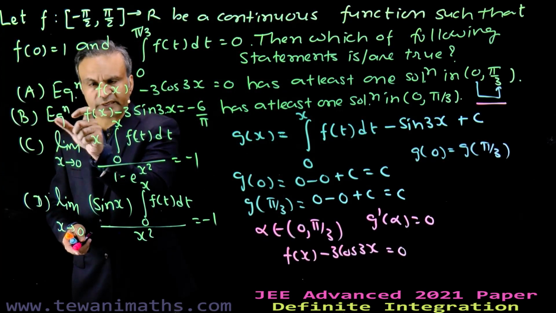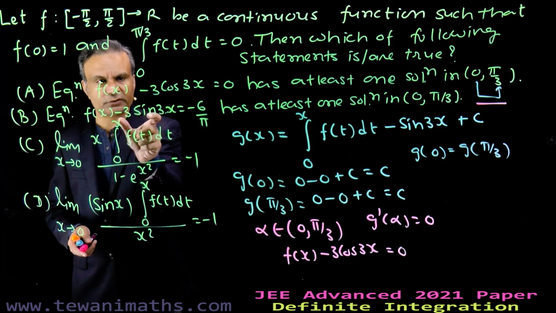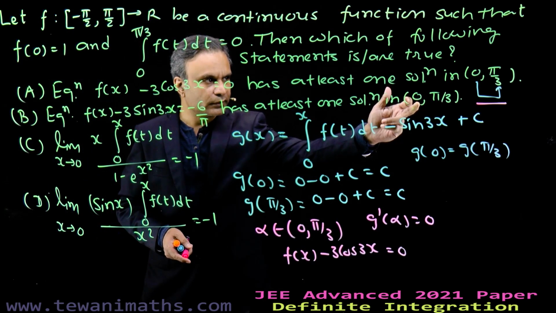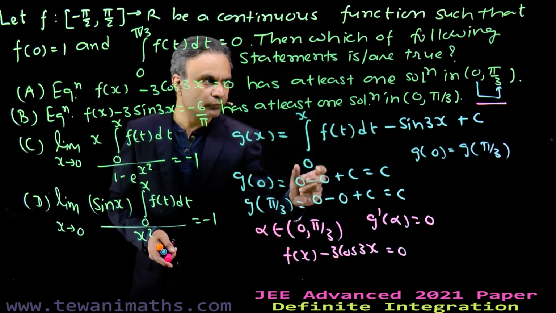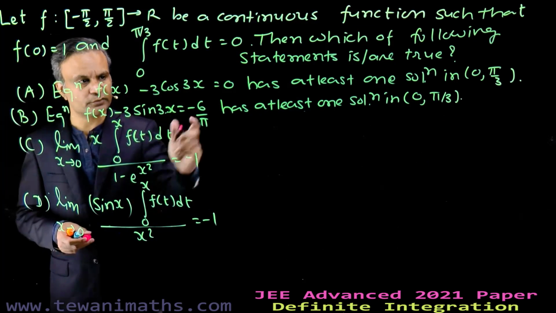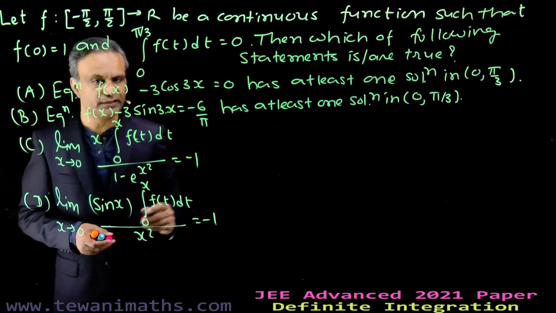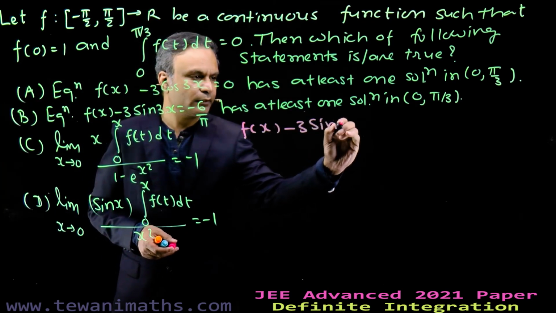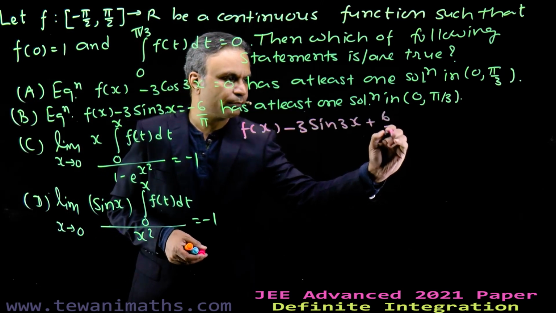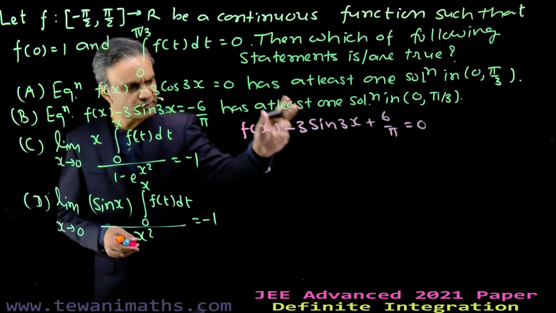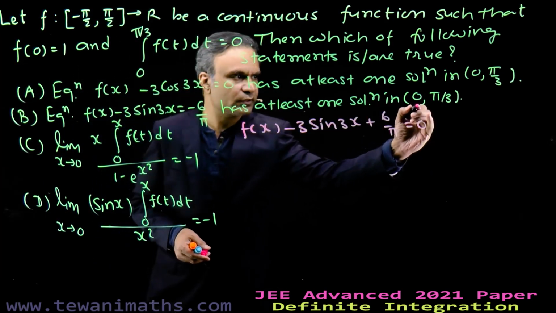In the second option, this equation has at least one solution in this interval. In this case also we will be using Rolle's theorem. Now here we rewrite this equation by taking minus 6 upon pi to the LHS. We get the equation f(x) minus 3 sine 3x plus 6 over pi equal to 0. Now this equation has at least one solution in this interval.